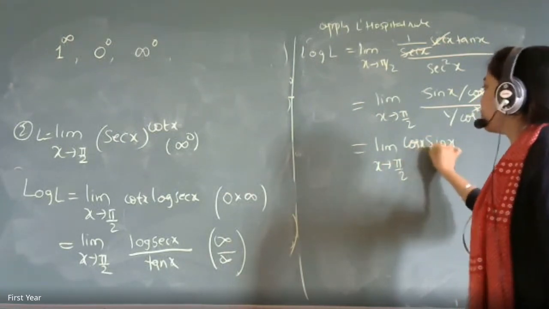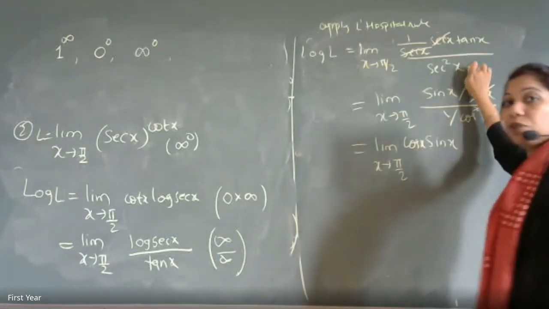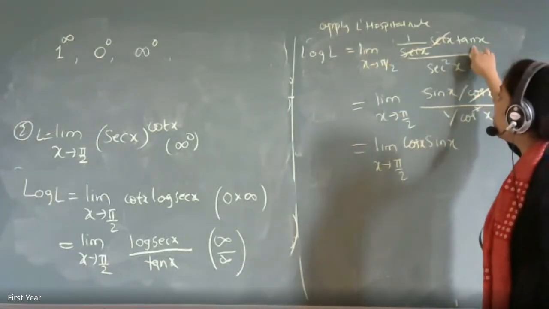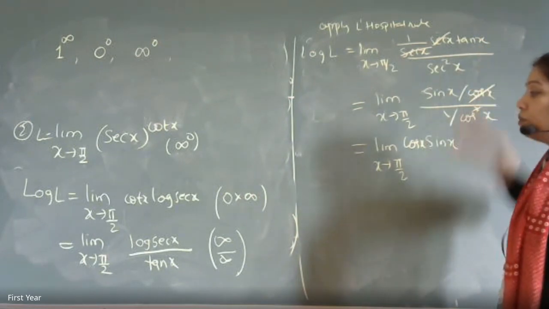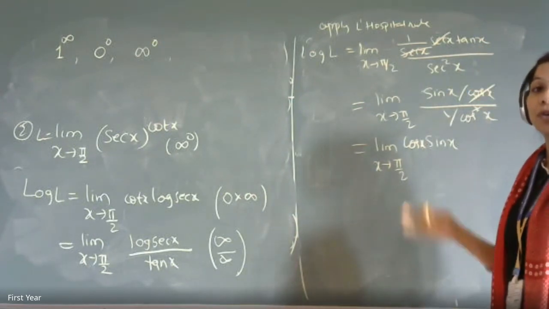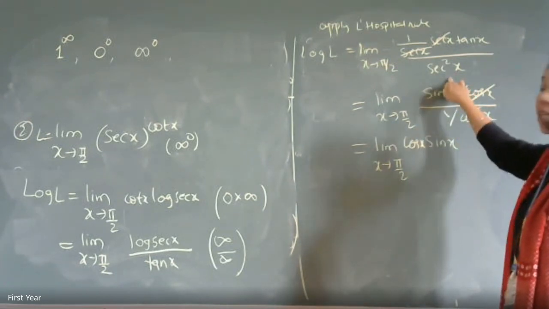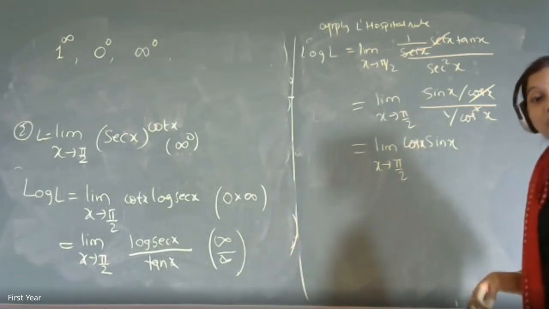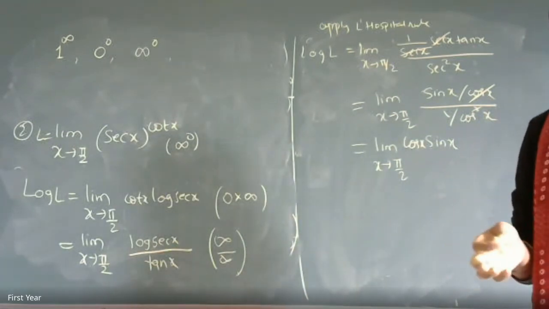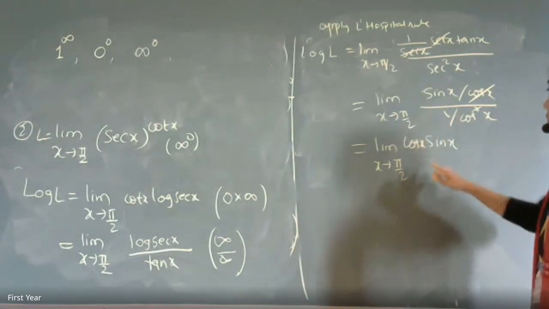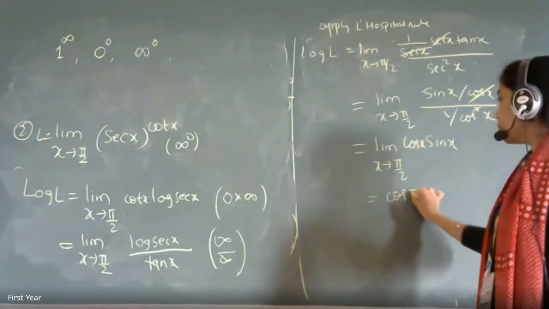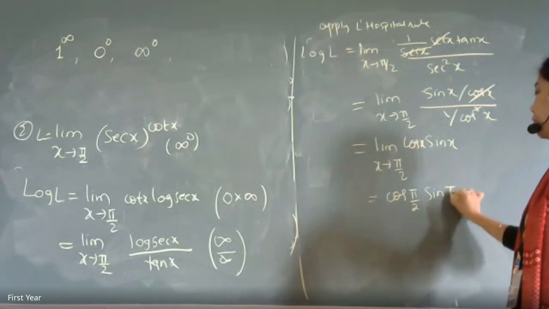Is this okay, everyone? If you keep this function as it is and apply the rule again and again, it will keep on going like that. So you have to simplify this and try to get sin and cos into the picture, one of which will be finite. Sin pi by 2 is finite. So your answer will be cos pi by 2 into sin pi by 2.